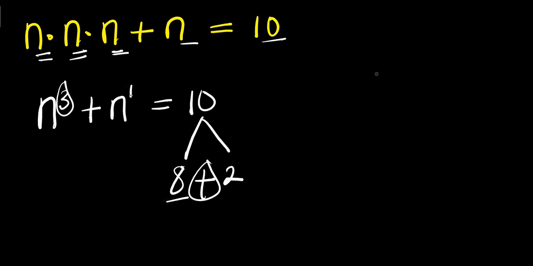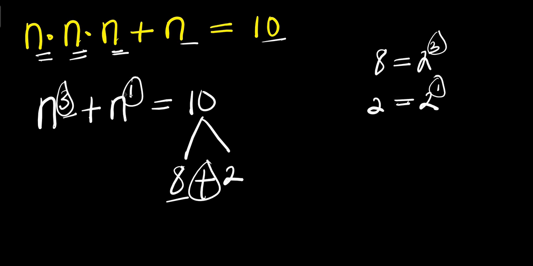Now 8, you can express as 2 to the power of 3, in which this exponent corresponds with this other exponent, and also 2 is the same as 2 power 1, in which this exponent corresponds with this exponent. So the basic rule here is to split this number into two parts, in which this exponent and this exponent can be captured in these two numbers.